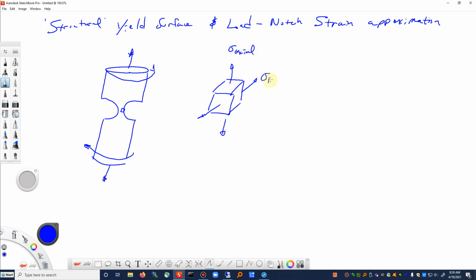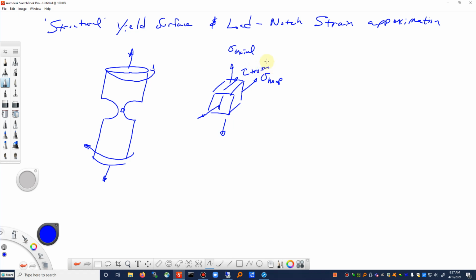Now, if that notch wasn't there, then I would have pure axial stress. I wouldn't have any transverse stress or hoop stress. In addition, when I throw the torsion on top of it, I get some shearing stress as well. I'll just draw those two. A little subscript torsion right there.